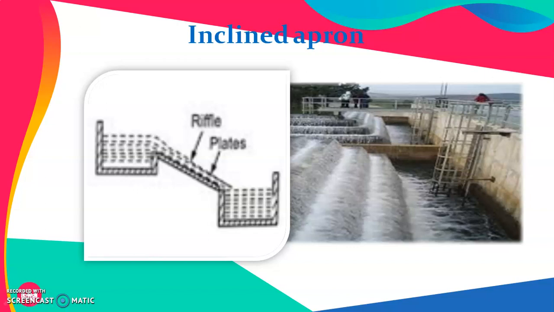The water is allowed to fall along that inclined plane or apron, which is usually studded with, as explained earlier, certain things called riffle plates, which are in herringbone fashion. The breaking up of the sheet of water will cause agitation of water and consequent aeration.